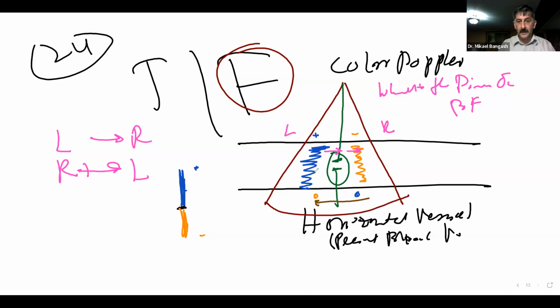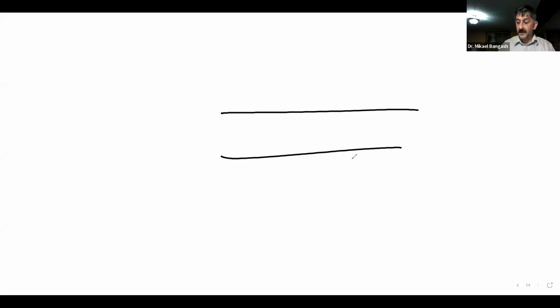That is what may make this question become true. You can say the lumen of a horizontal vessel is evaluated by color Doppler. Clear? So that part of the answer remains the same.